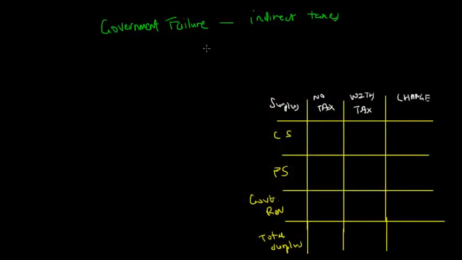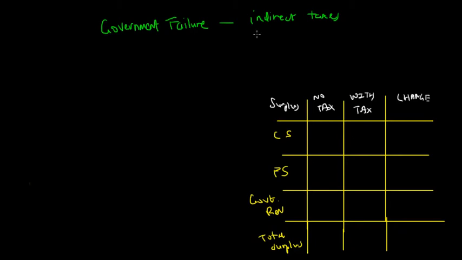Hey guys, so now that we've talked about government failure being how government intervention can lead to an inefficient allocation of resources, so that opportunity costs are not minimized and living standards are not maximized, we can talk in more depth about how indirect taxes can lead to an inefficient allocation of resources.